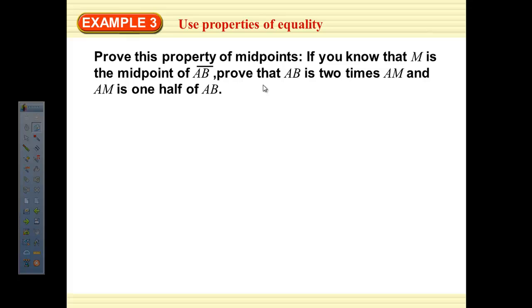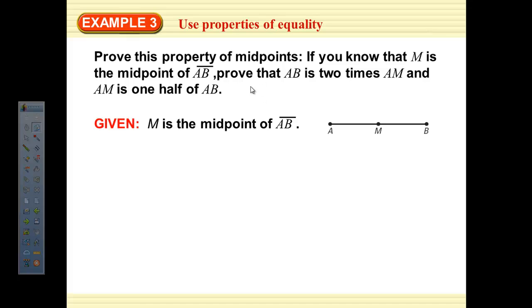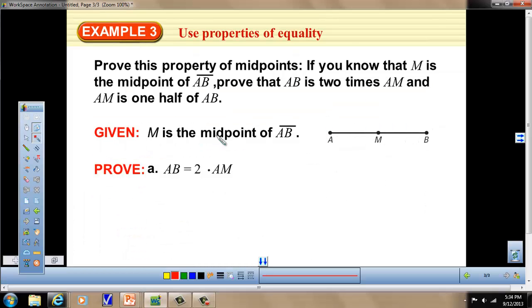Now, for this example, we're going to prove the property of midpoints using a two-column proof as well. If we know M is the midpoint of AB, we're going to prove that AB is 2 times AM and AM is 1/2 AB. So we've got this picture, and this is what we're trying to prove. When we do a problem like this, if it says M is the midpoint of AB, we want to know, where do we go from here?